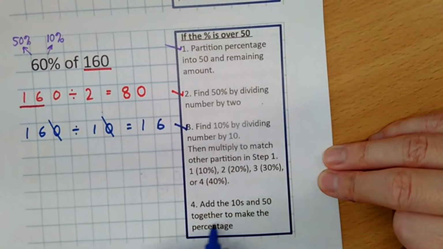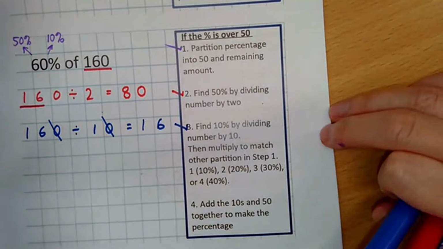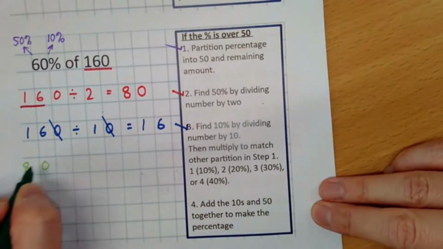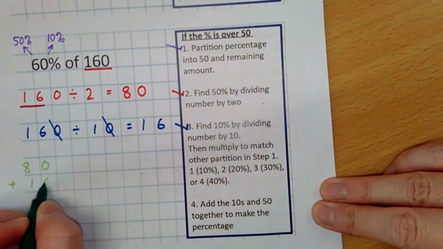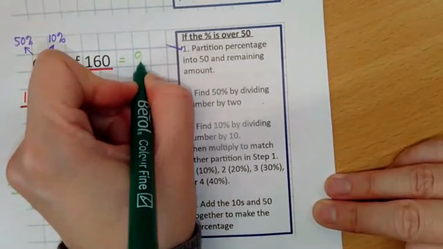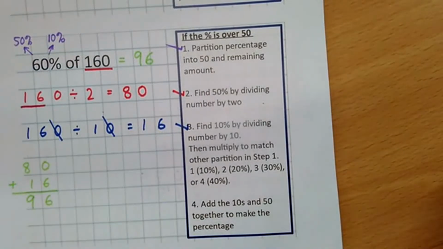Now I'm going to add the 10% and the 50% together to make the percentage. So 80 plus 16 equals 6. 8 plus 1 equals 9. So the answer is 96. 60% of 160 equals 96.